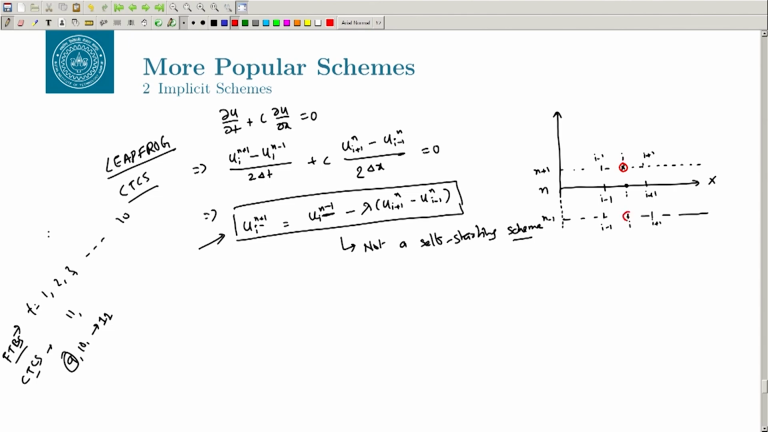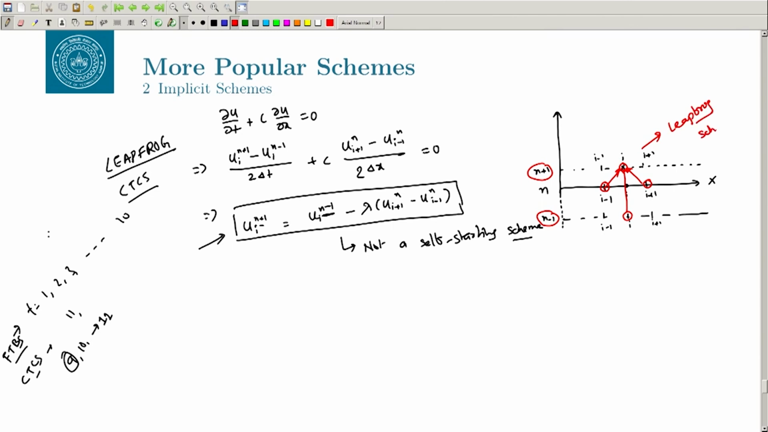You need u i n minus 1, and you basically have the unit value at the nth time step, i minus 1 and i plus 1. So, if you connect this, to get these values you need this and this and this. So, it looks like a frog and basically jumps the step. You want to get the value at n plus 1, it is jumping from n minus 1. So, that is why it is called the leapfrogging scheme, it leaps.